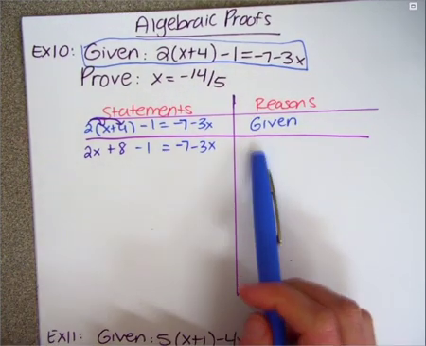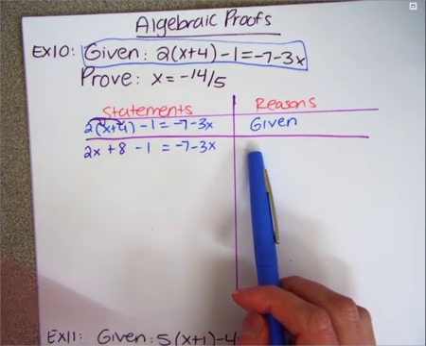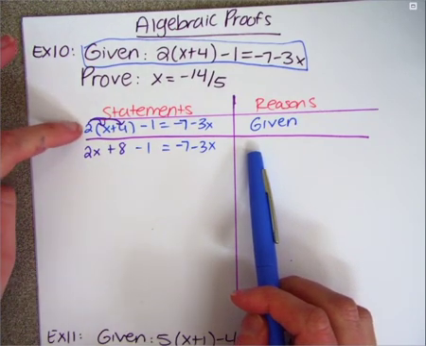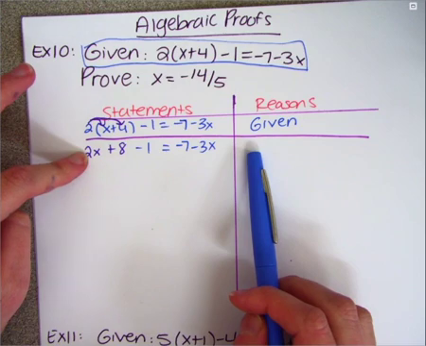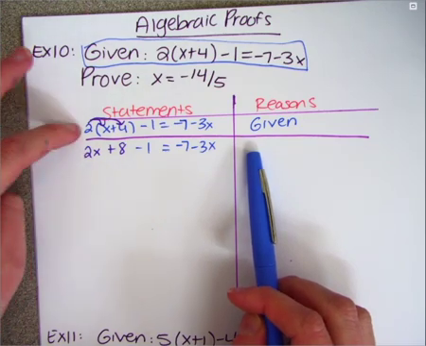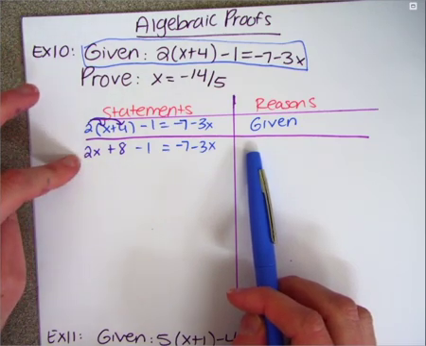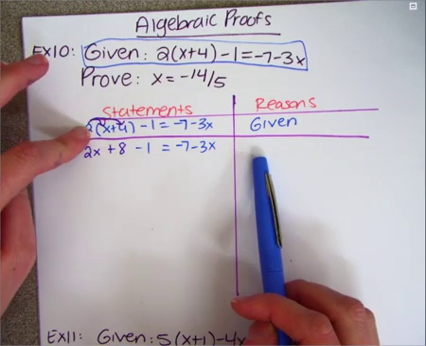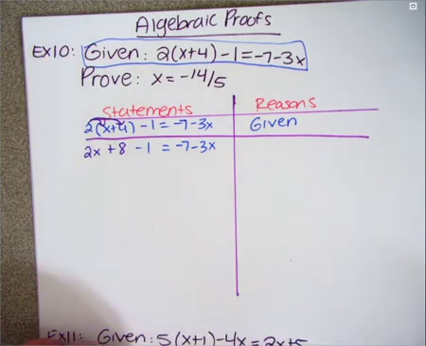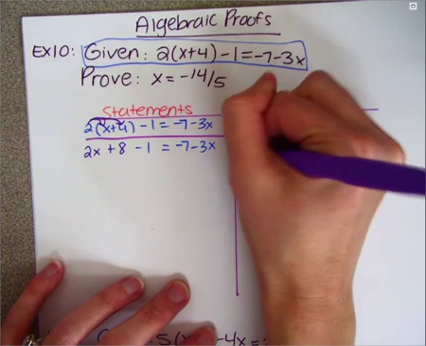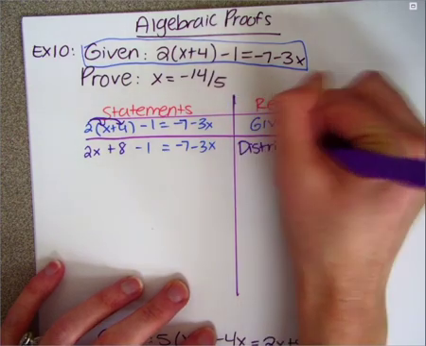And all I'm going to do right here is explain what I did to get from the previous statement to this statement. What steps did I take to get from here to here? Well, I distributed. So the property that we're using is the distributive property. I'm going to write that right here: the distributive property.